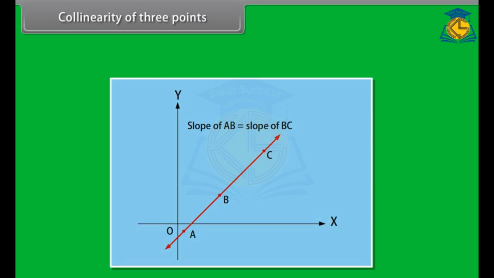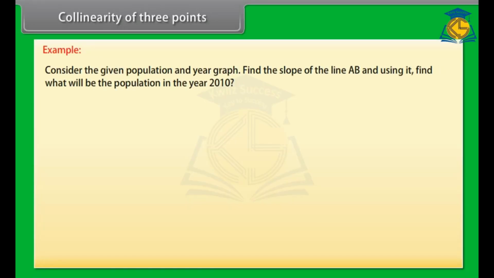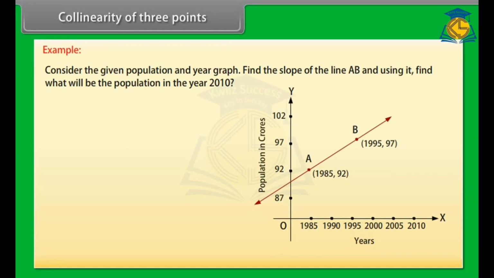Collinearity of 3 points. Look at this figure. Here the points A, B and C are collinear because they lie on the same line. Or we can say the 3 points are collinear if and only if slope of AB is equal to slope of BC. Let us solve an example to understand it better. Consider the given population and year graph. Find the slope of the line AB and using it, find what will be the population in the year 2010.